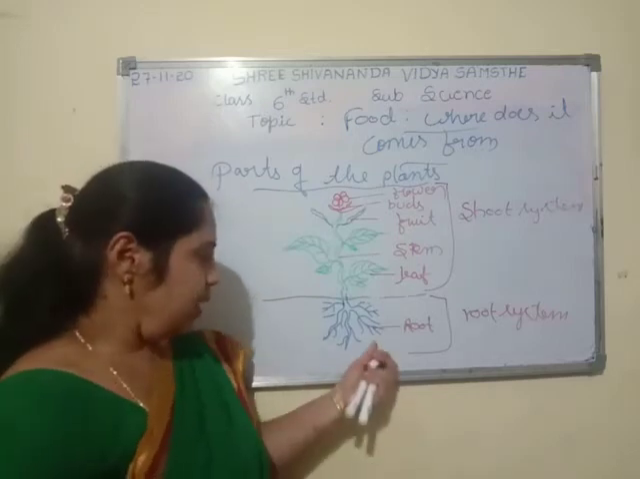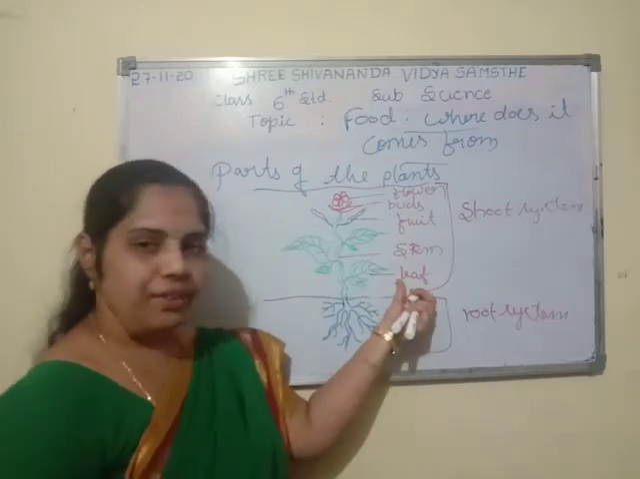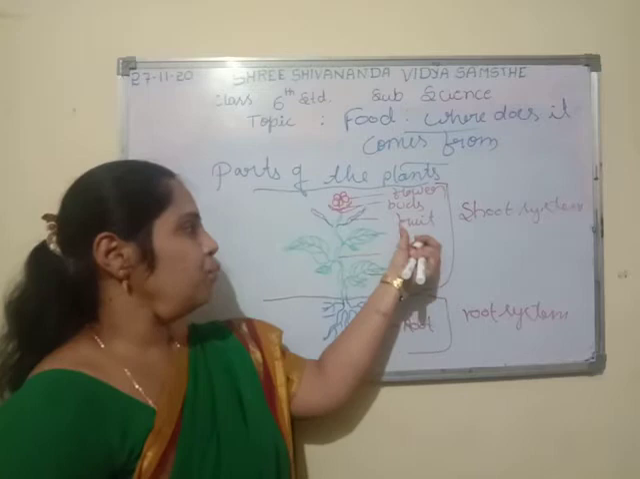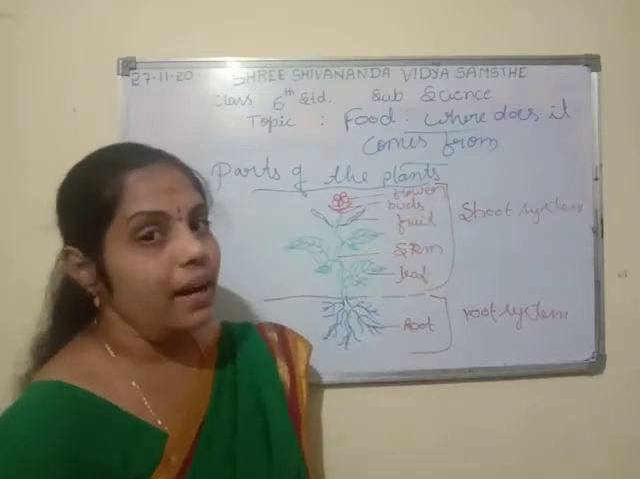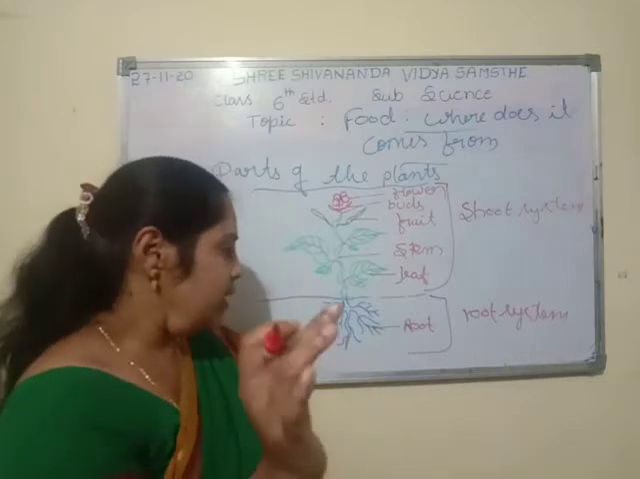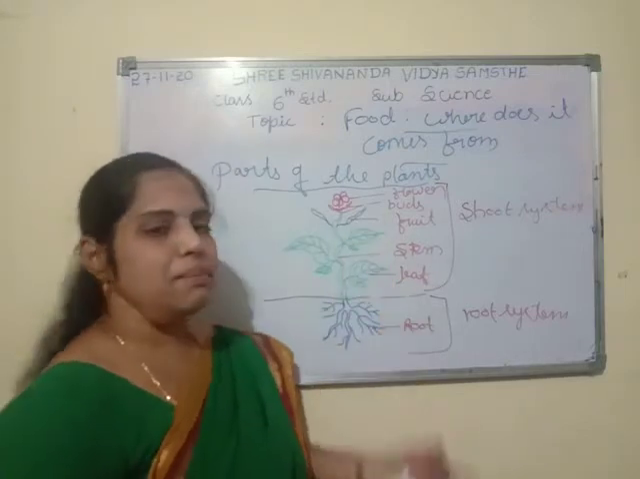Okay, yes, the root is there, where is the leaf, and the stem, fruit, buds, flower. All the parts we can identify. Let us see what the function of all these parts is.